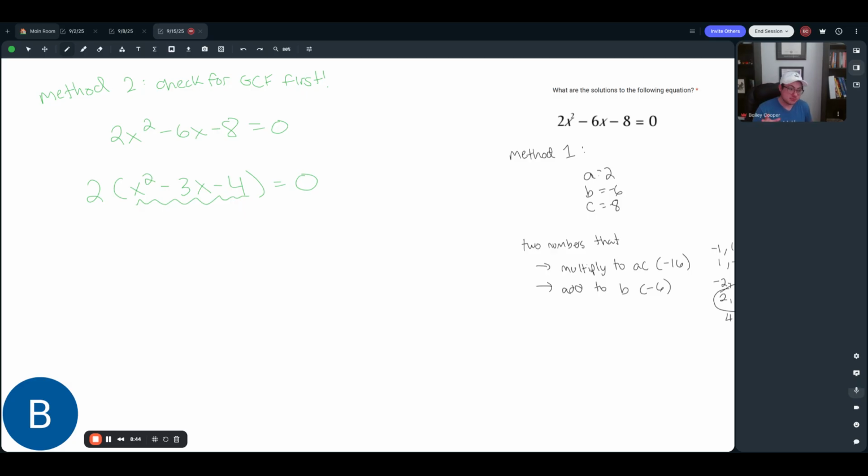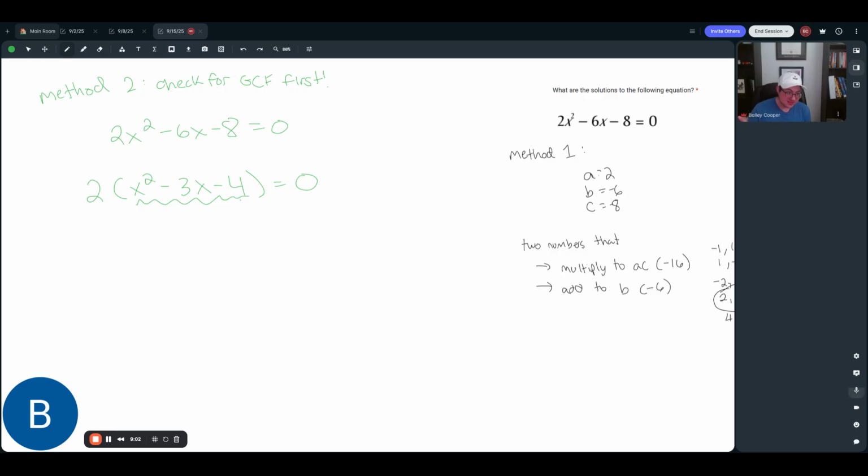That is much simpler to factor because it doesn't have an a term that is not 1. Its a value is 1 on that because the a value is just whatever comes in front of the x squared. And we just have a 1 there this time. So this is a lot easier to factor.